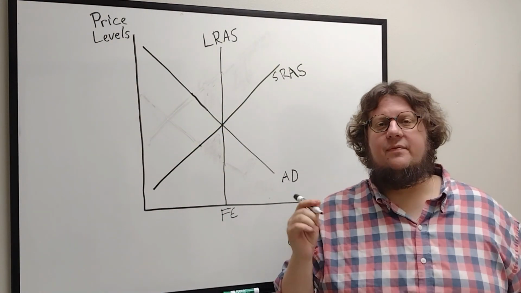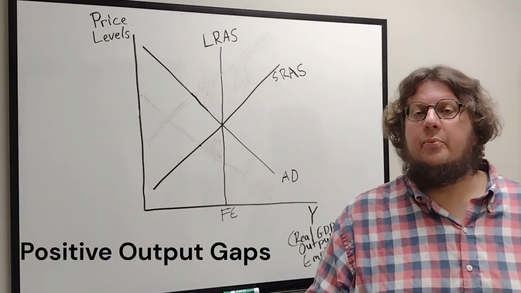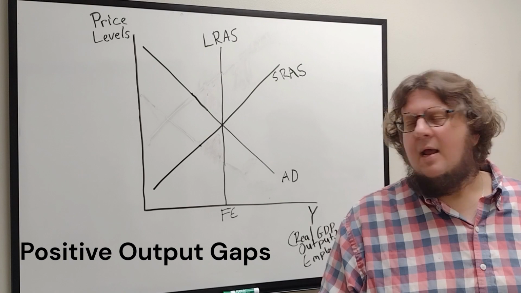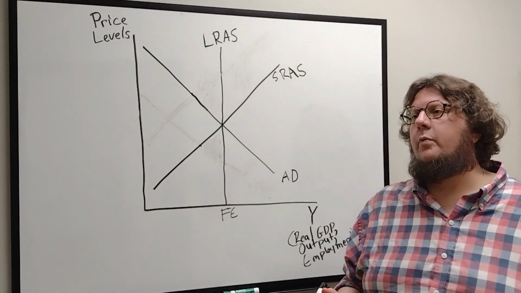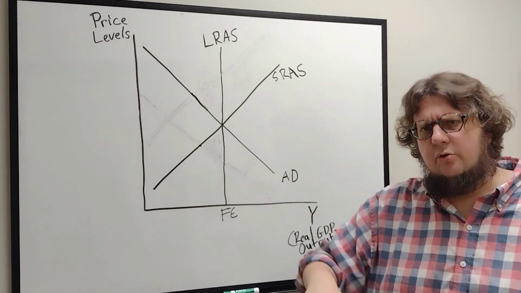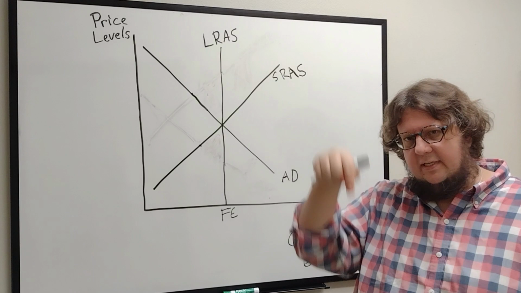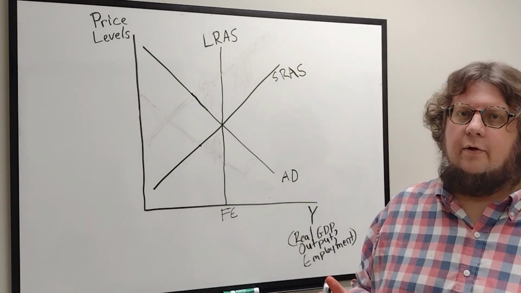We just had two examples of negative output gaps using this model. Let's go ahead and look at two positive output gaps according to this model. Suppose, for example, that a new technology comes along, and a good example would be the fracking technology, hydraulic fracturing. Rather than just drilling straight down for oil, we're going to drill down and then we're going to go horizontally in order to extract more oil from the ground.